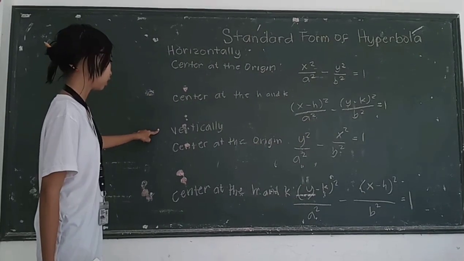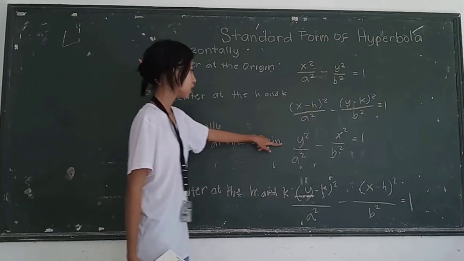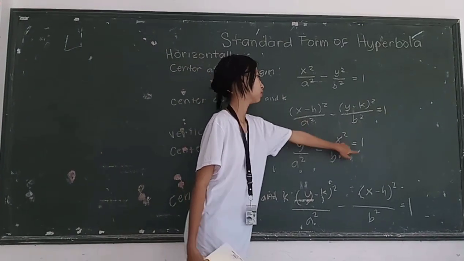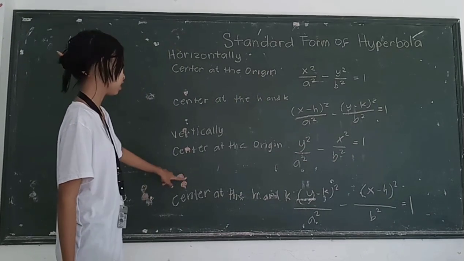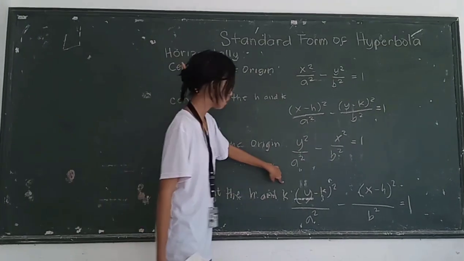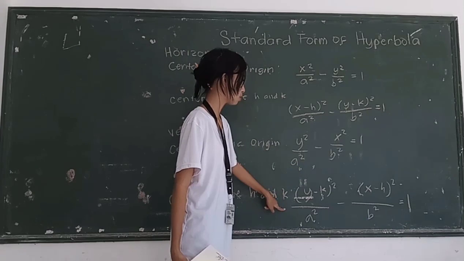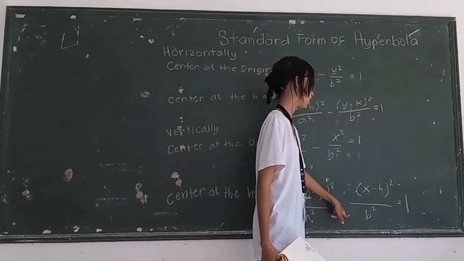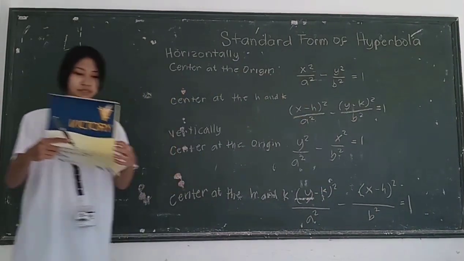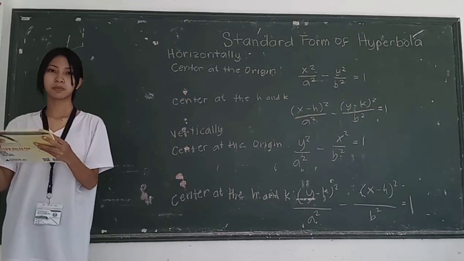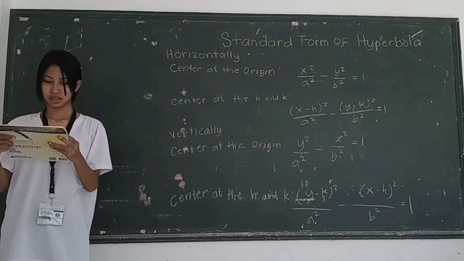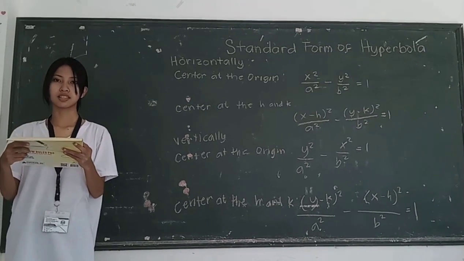And again, for the vertical hyperbola with center at the origin, y squared over a squared minus x squared over b squared equals 1. With center at (h, k), (y minus k) squared over a squared minus (x minus h) squared over b squared equals 1. Take note that in a hyperbola, a does not always have to be greater than b. Just like in an ellipse, a is either less than or greater than b.